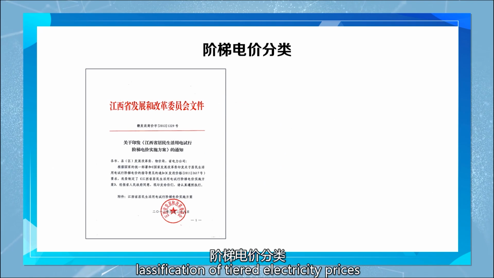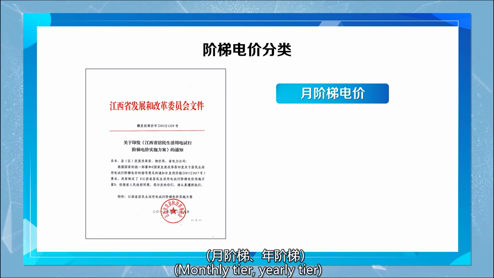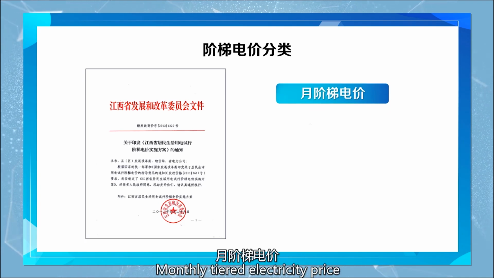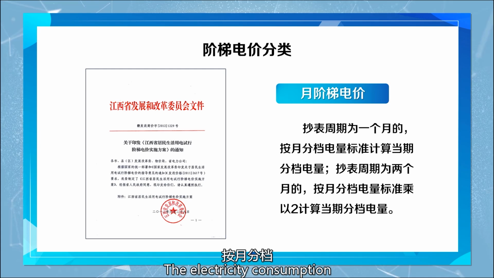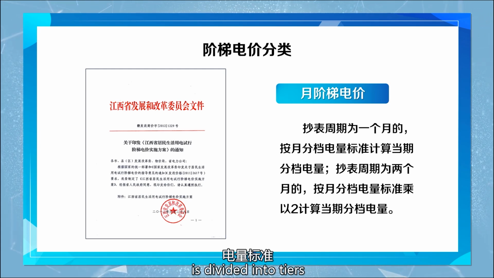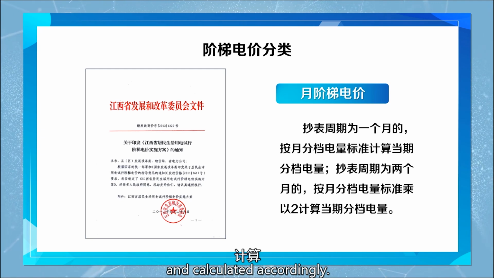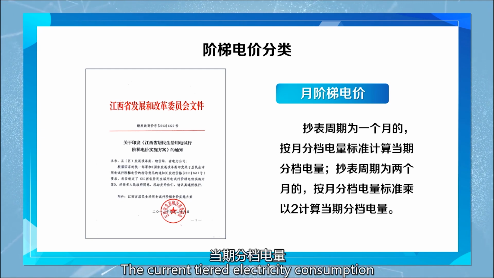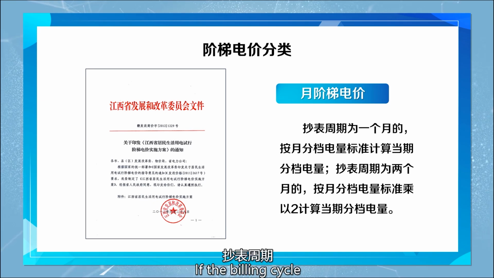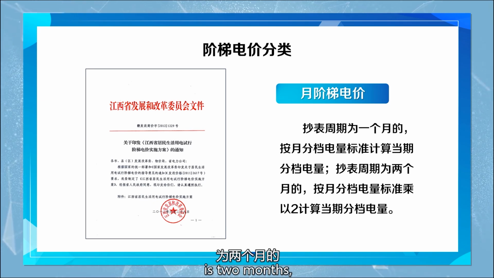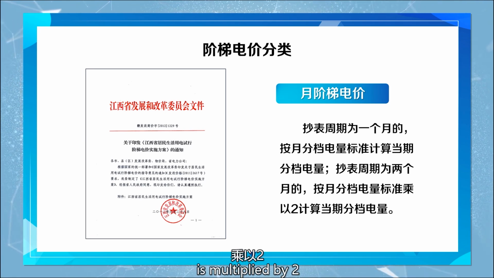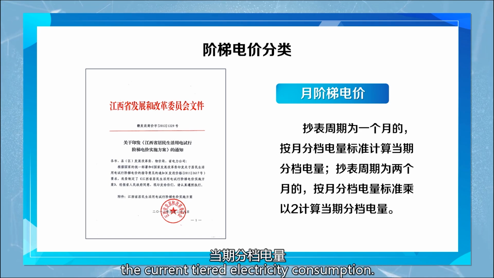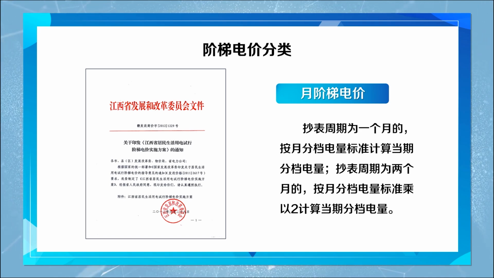Part 2. Classification of tiered electricity prices. Monthly tier, yearly tier. Monthly tiered electricity price. Billing cycle is 1 month. The electricity consumption is divided into tiers and calculated accordingly. For the current tiered electricity consumption, if the billing cycle is 2 months, the monthly tiered electricity consumption standard is multiplied by 2 to calculate the current tiered electricity consumption.